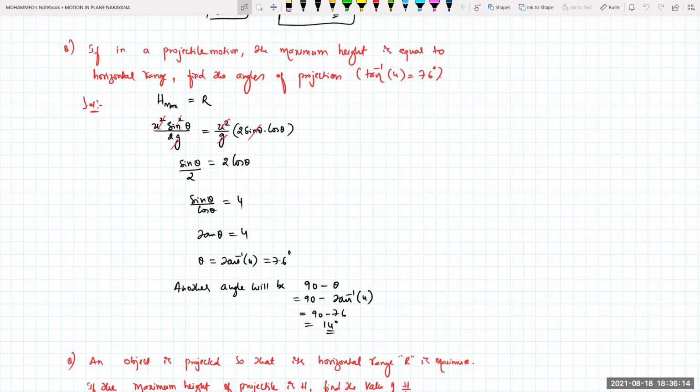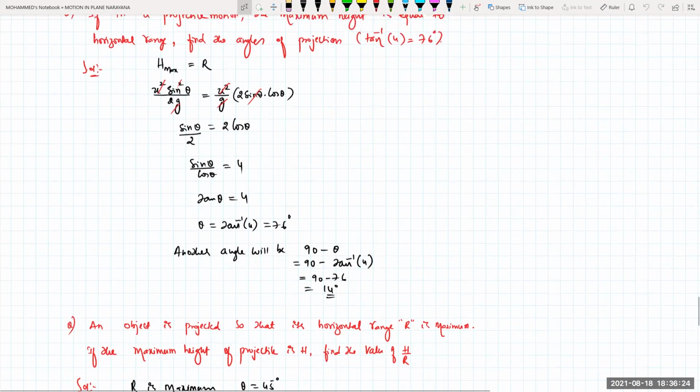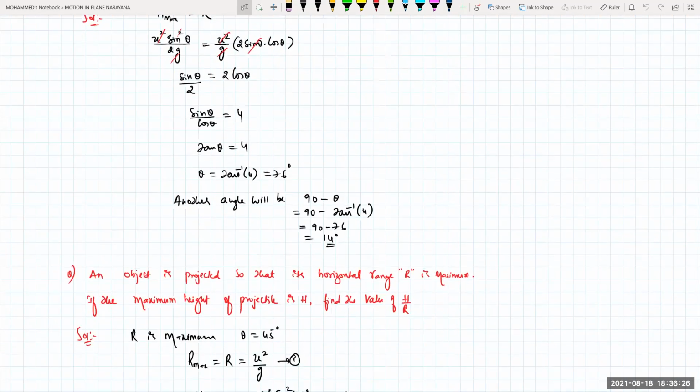So sin by cos is nothing but tan. So tan theta is how much? 4. So tan theta is equal to 4. So the theta value is how much? Tan inverse of 4, which in the chart is 76 degrees. So another angle for which the range will be the same is the complementary one, 90 minus 76, which is 14 degrees.